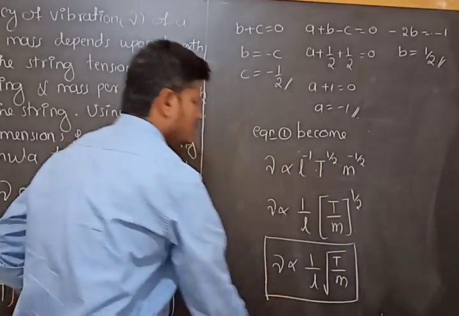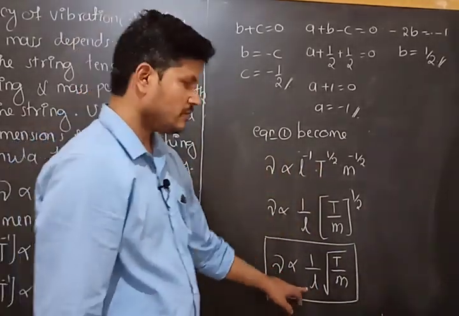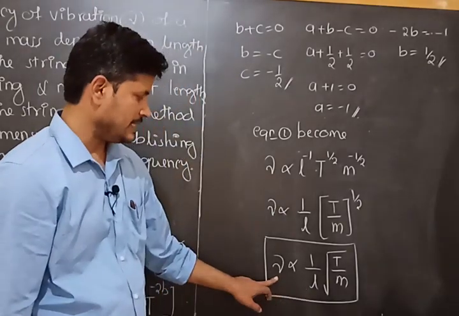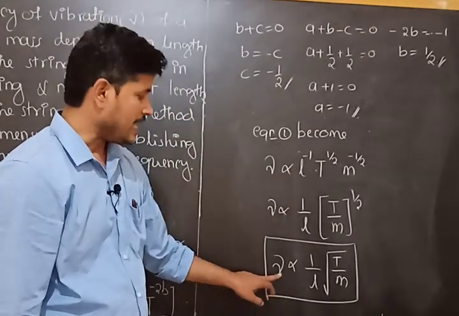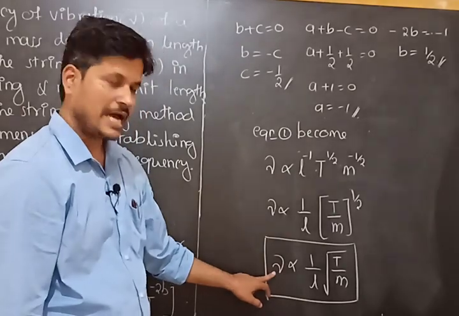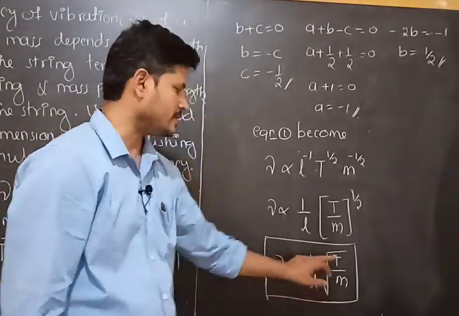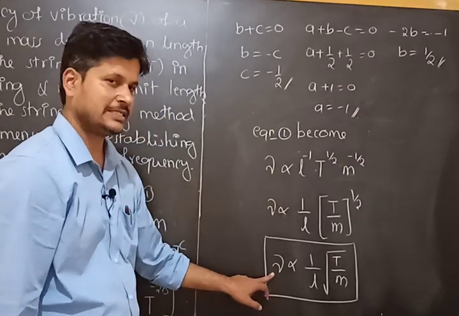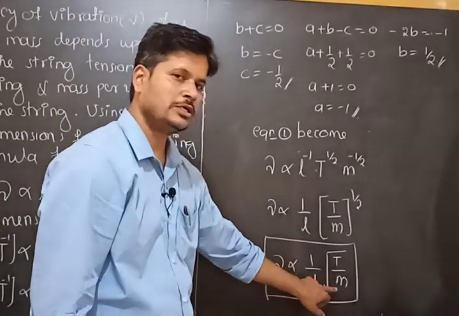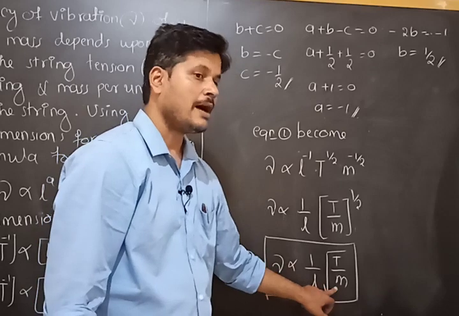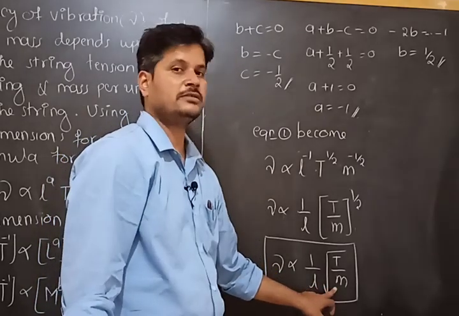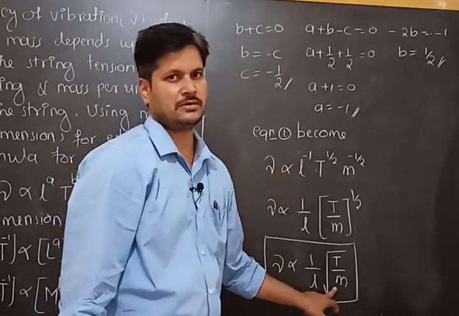This is the relation between the length of the string and frequency. It is inversely proportional. And the frequency is directly proportional to the square root of the tension in the wire, and inversely proportional to the square root of the mass per unit length of the string. Okay.